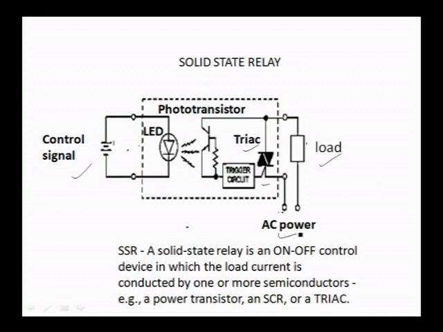Again there is isolation. There is complete isolation between the control circuit and the load circuit. The isolation resistance is very high because the only connection between this circuit and this circuit is the light signal, nothing else. So it has a very high isolation resistance. Whatever damage occurs here, nothing will happen to this side.